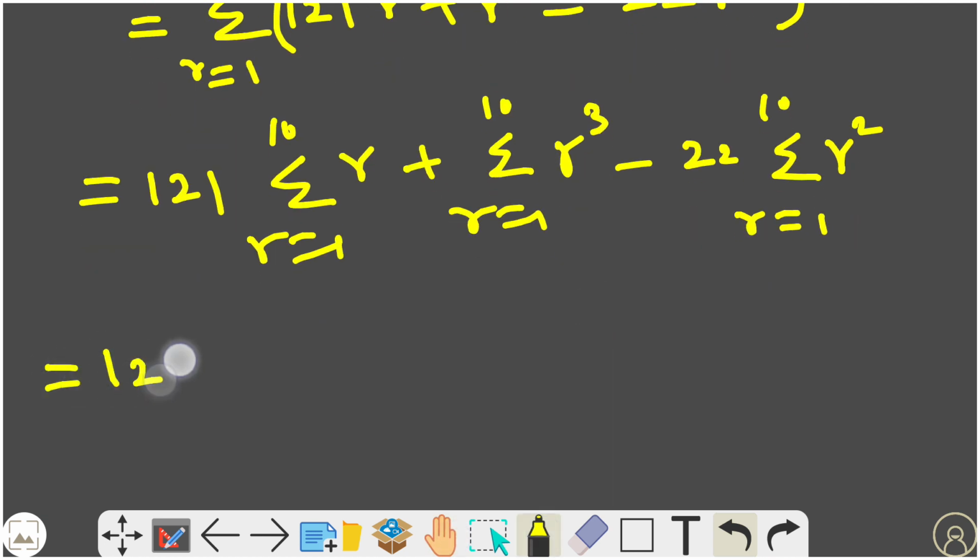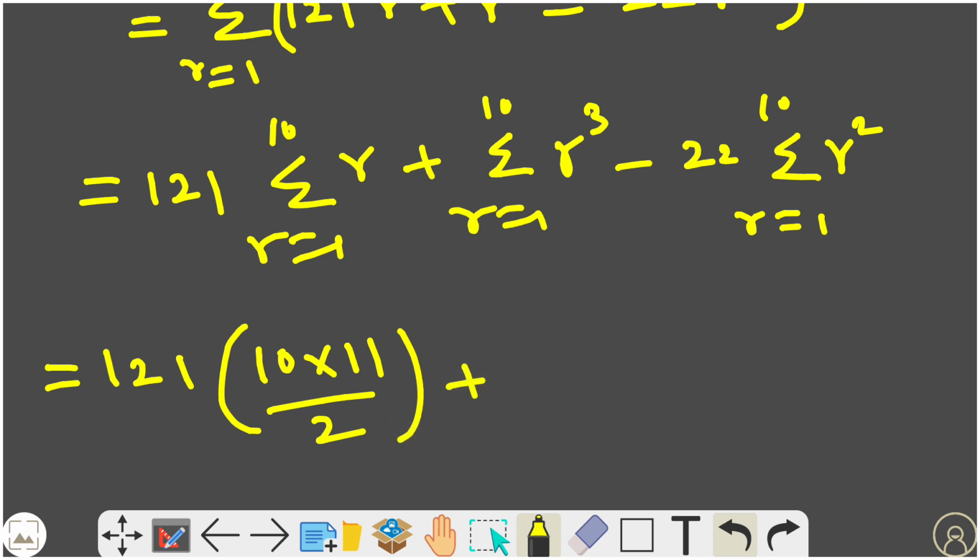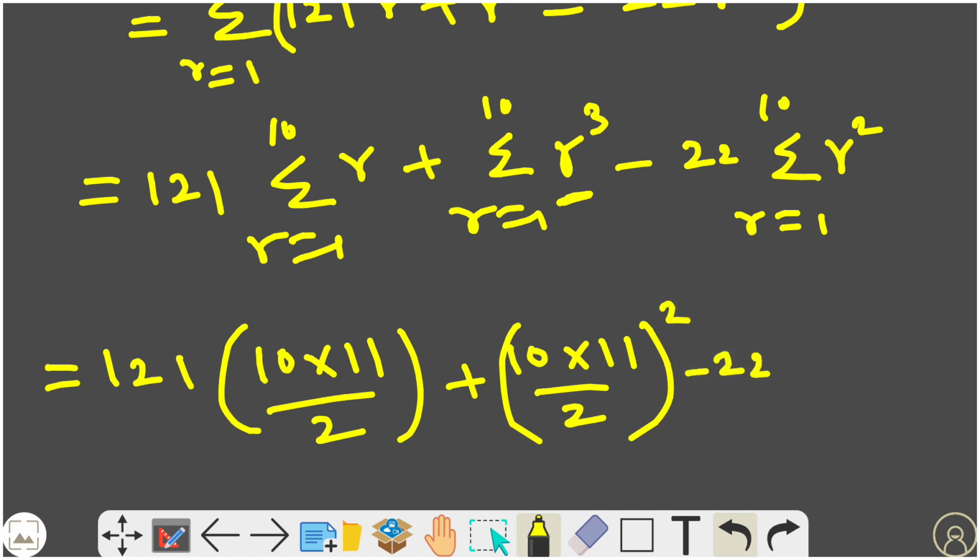Okay, we all know that summation of r can be written as n into n plus 1 divided by 2. So here n is 10, so 10 into 11 divided by 2, plus summation of r cube can be written as n into n plus 1 divided by 2, the whole square, so 10 into 11 divided by 2 the whole square, minus 22. This is a square, so n into n plus 1 into 2n plus 1 divided by 6, so 10 into 11 into 21 divided by 6.